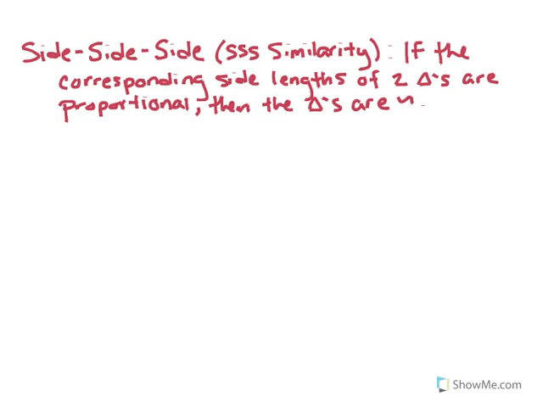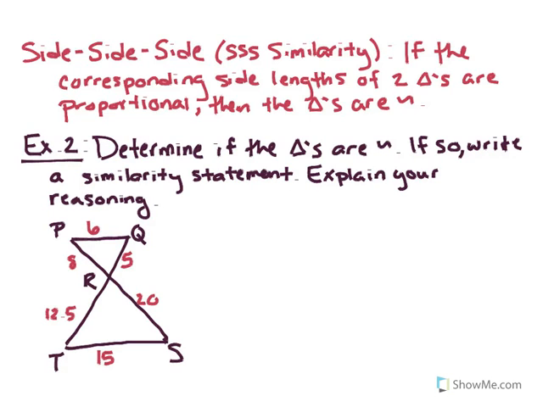So our next theorem is called side-side-side similarity, and you can abbreviate that as SSS. What this says is if the corresponding side lengths of two triangles are proportional, then the triangles are similar. Okay, so here's our example. It says, determine if the triangles are similar. If so, write a similarity statement and explain your reasoning.